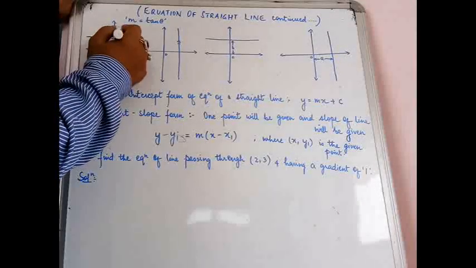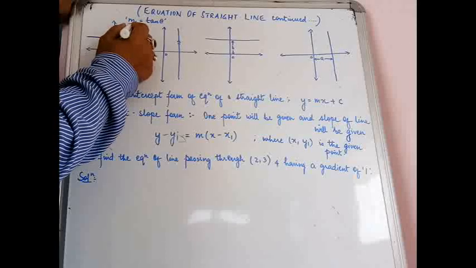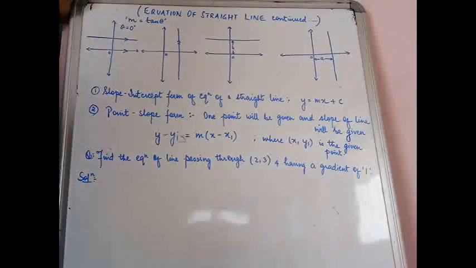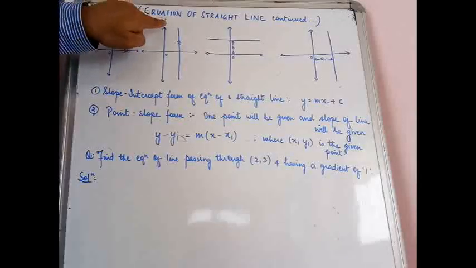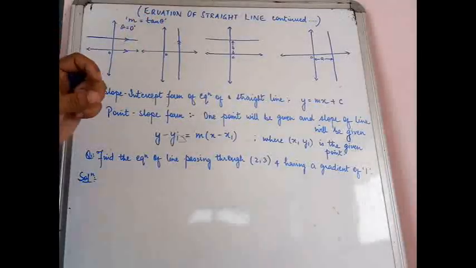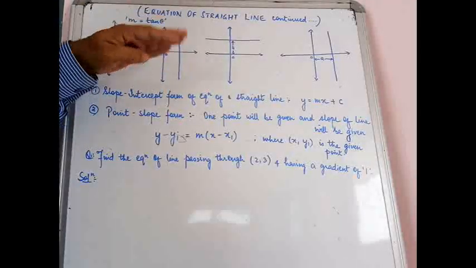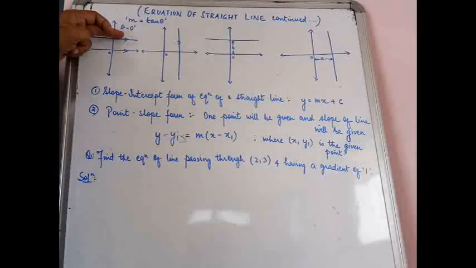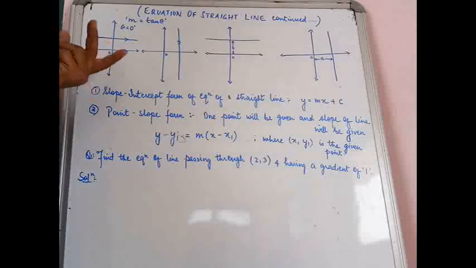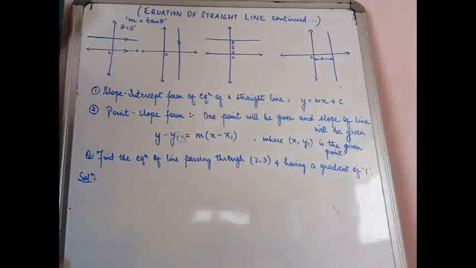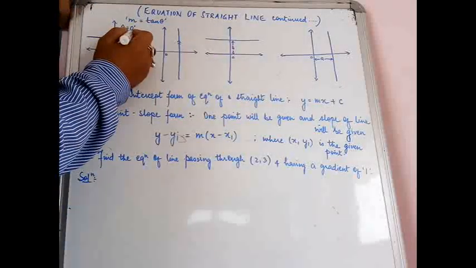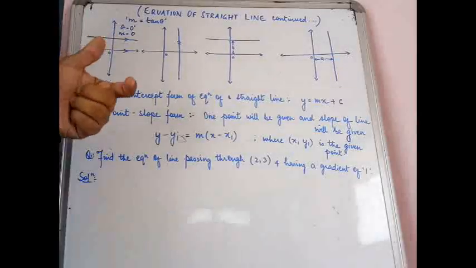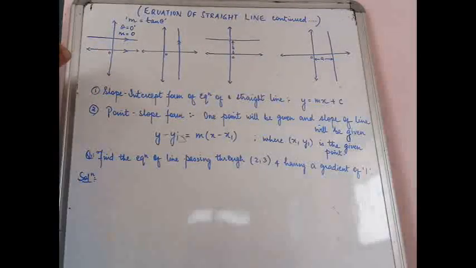So in this particular case, the theta value is 0 degrees, because theta by definition in the formula m is equal to tan theta is the angle which the line makes with the right hand positive side of the x-axis, but here the angle is 0. So obviously the slope of this line will become tan of 0, which is 0. So now onwards you will always remember, any line which is running parallel to the x-axis will have a slope 0.